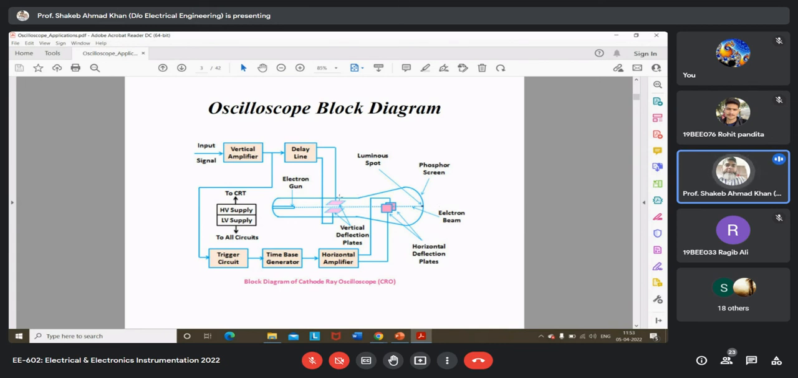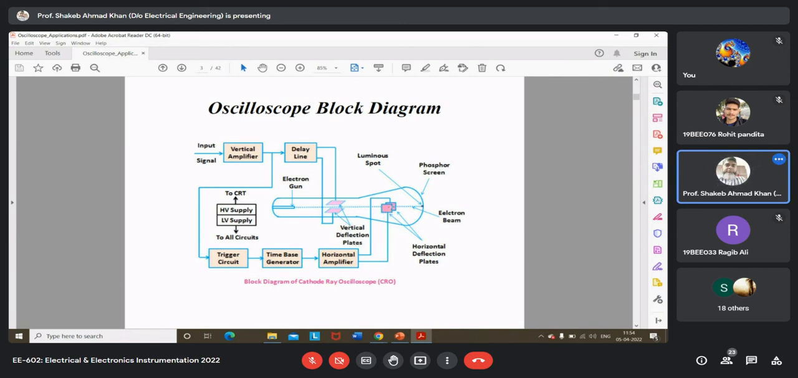Now apart from that, we have an electrostatic system to deflect this electron beam so that we can have a meaningful trace on the screen. Here we have one set of electrostatic plates, capacitive plates you can say, which cause the deflection of the electron beam vertically.